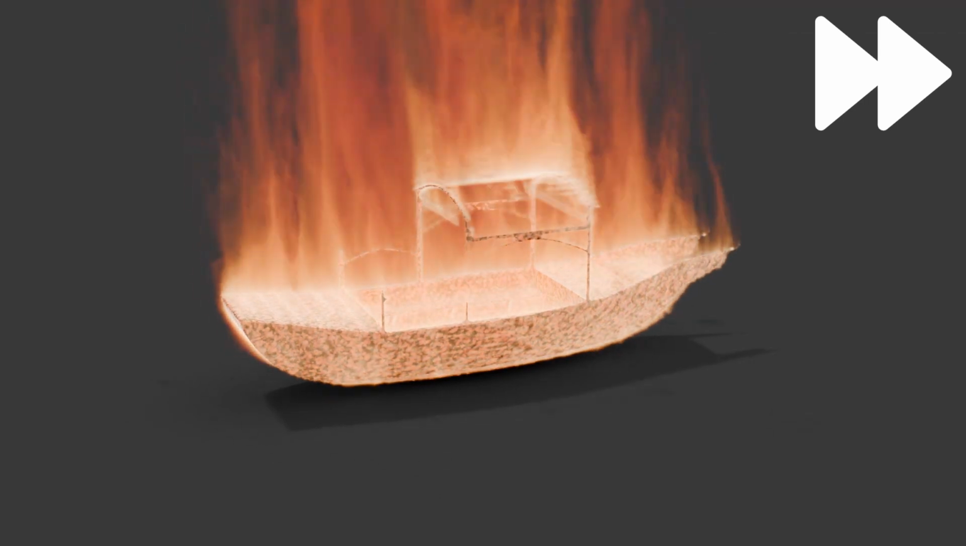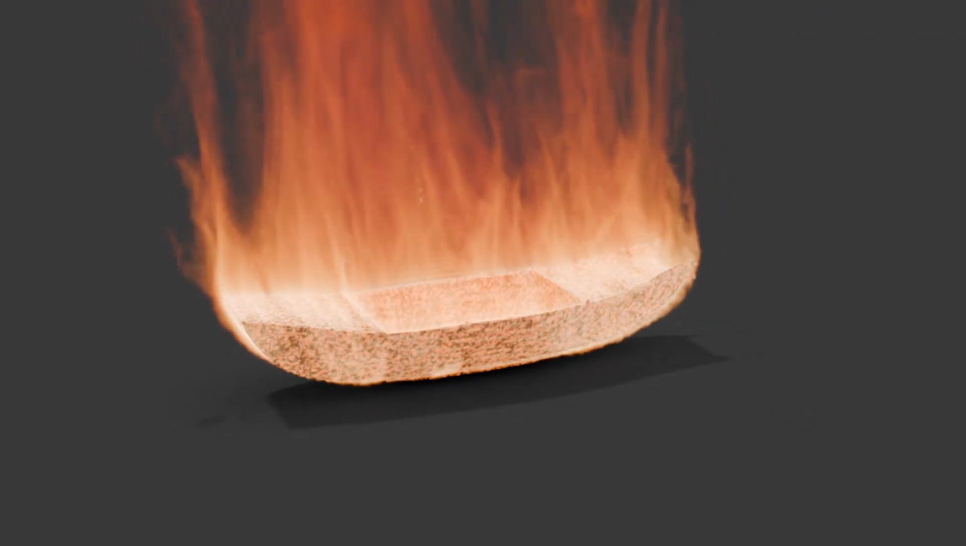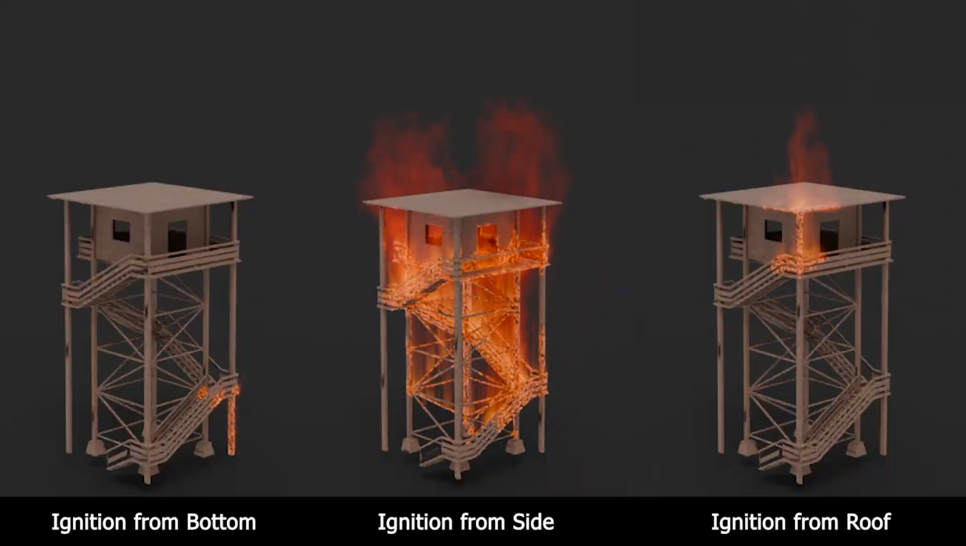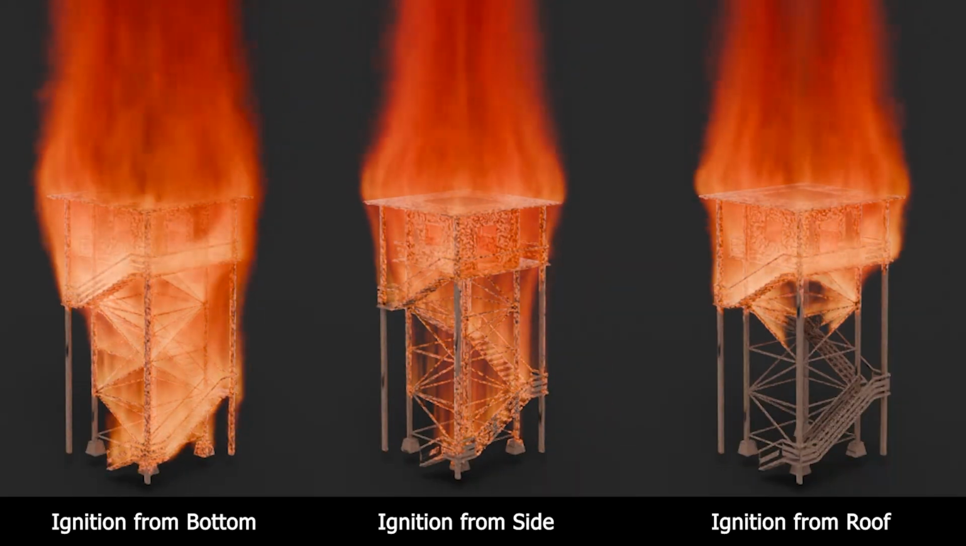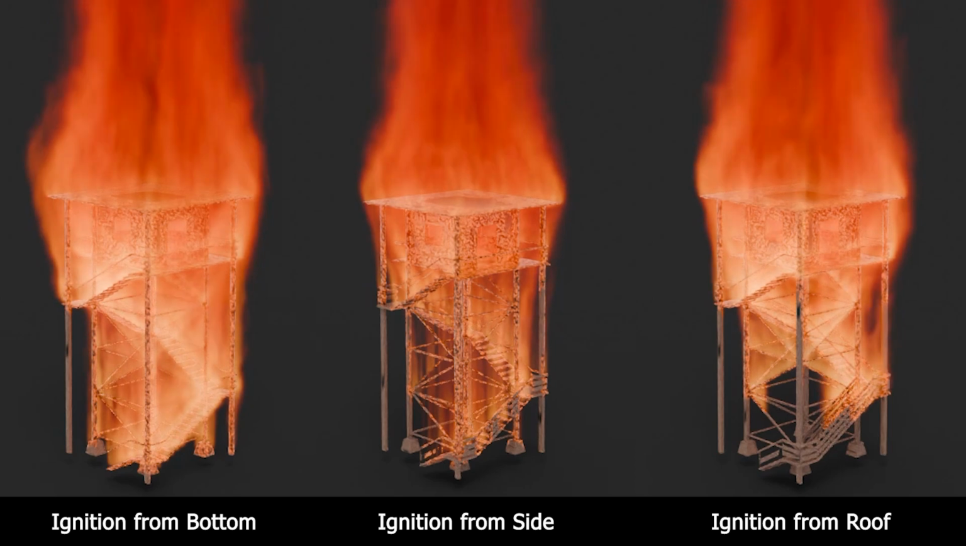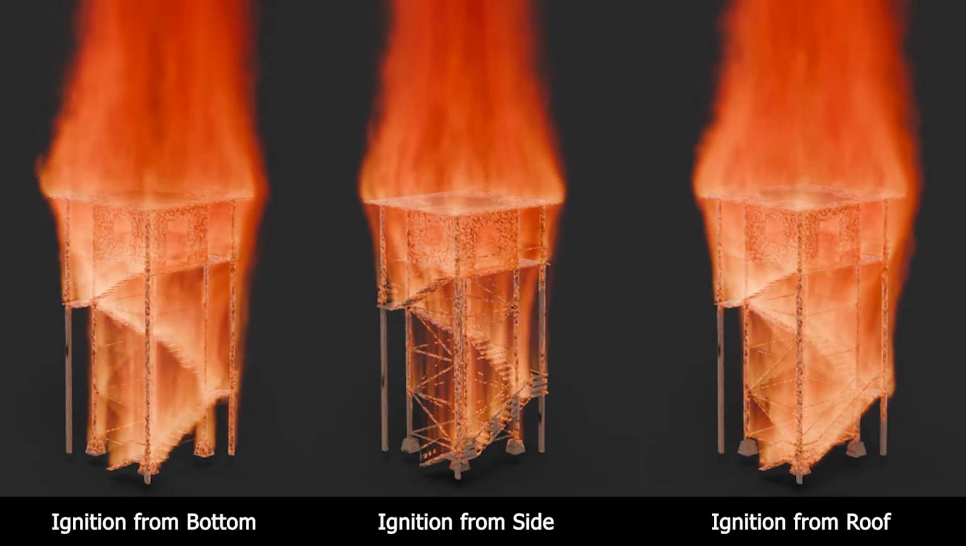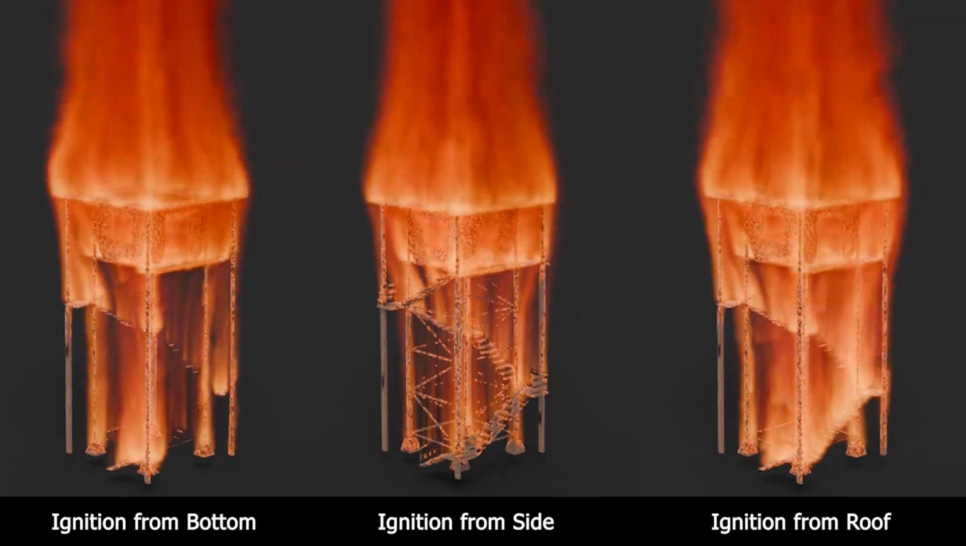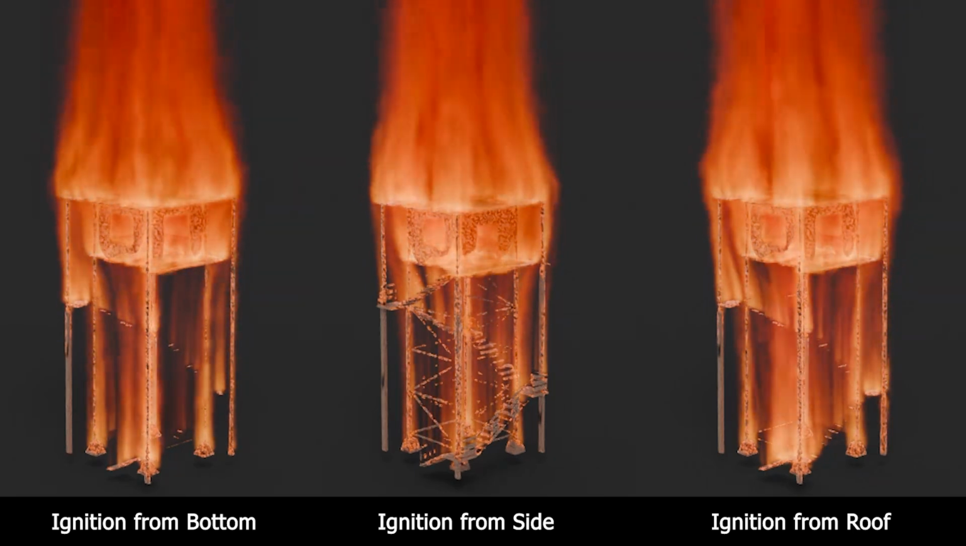After the ignition at the bottom, the fire spreads quickly to the roof and further progresses before the whole boat burns brightly. The handling of a more complex geometry is shown by simulating a burning watchtower with different ignition locations. The fire starts at the roof, such as after a lightning strike, from the side using a flamethrower, or at the bottom of the tower, such as due to vandalism.